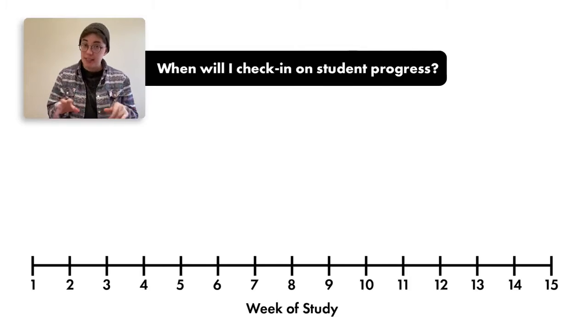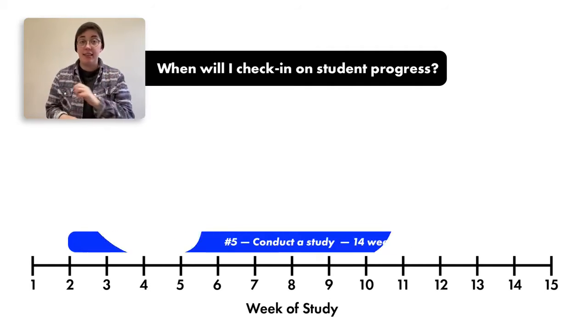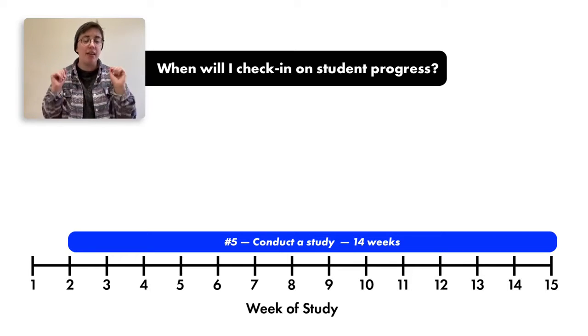Alright. That brings us to our final step, and that is identifying where in the learning cycle we plan to check in on student progress to make sure they're actually meeting those goals that we've set for them. Now, I usually start this process with the most time-intensive goal in my course, and in this case, that is conducting a study, our 14-week goal.